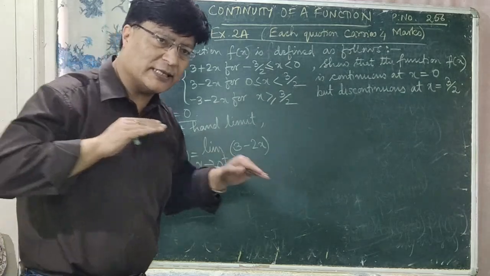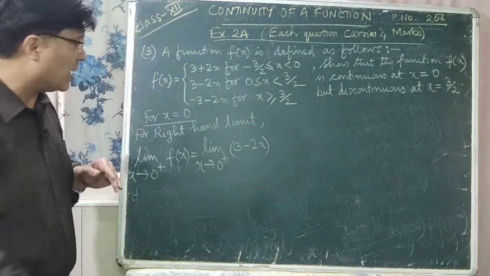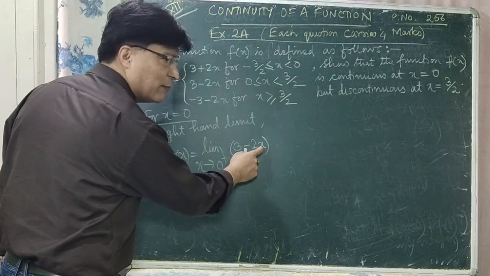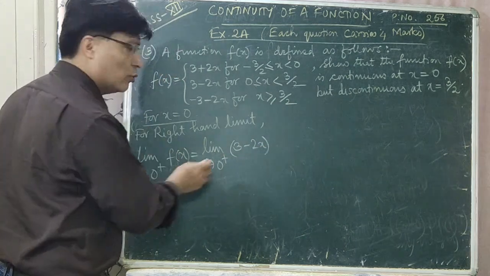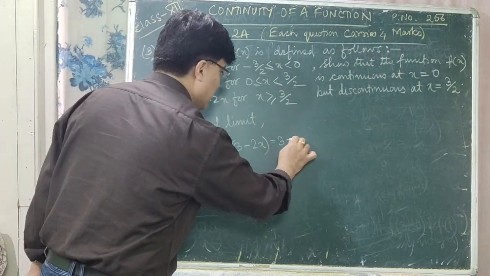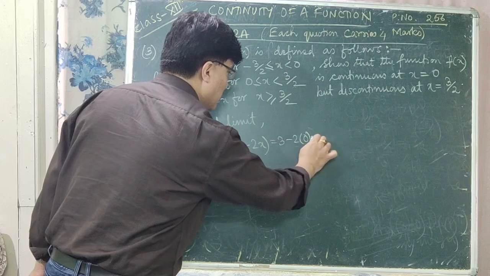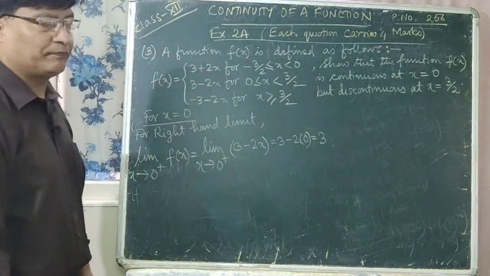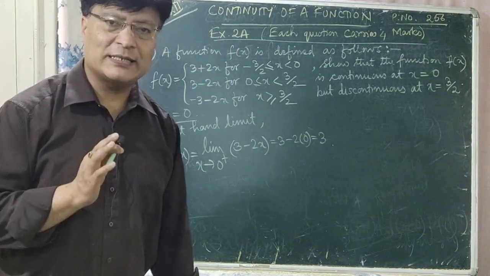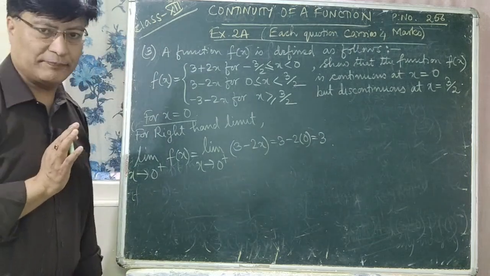Now since x is approaching towards 0 from the right hand side, here in this case you can put the value of x as 0. So which is equal to 3 minus 2 into 0, which is equal to 3. So what is the right hand limit? It is 3 only, right?